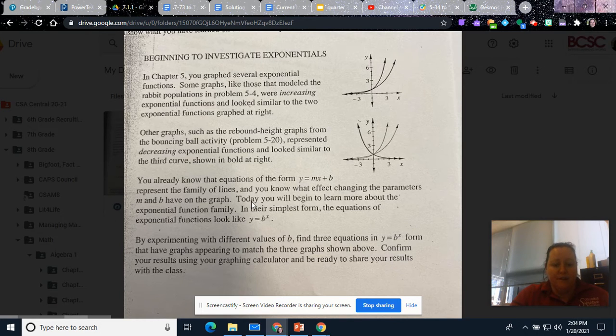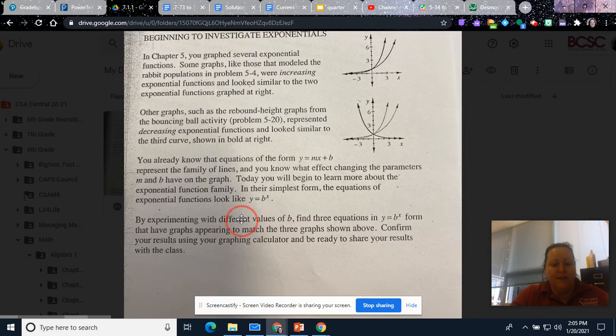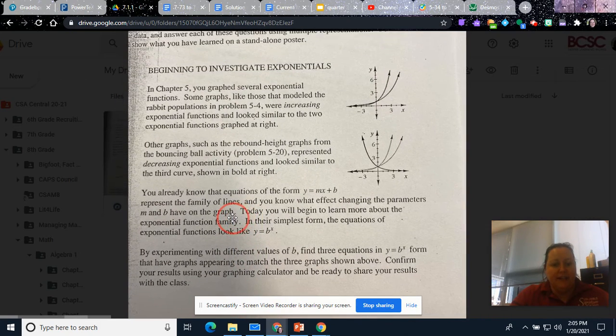You already know that equations in the form y equals mx plus b represent the family of lines, and you know what effect changing the parameters m and b have on the graph. But today we're going to start looking at the exponential function family. In their simplest form, the equation of exponential functions looks like y equals b to the x. So by experimenting with different values of b, we're going to find three equations in y equals b to the x form that you can have graphs appearing to match the three graphs shown above. Confirm your results using your graphing calculator and be ready to share your results as a class.